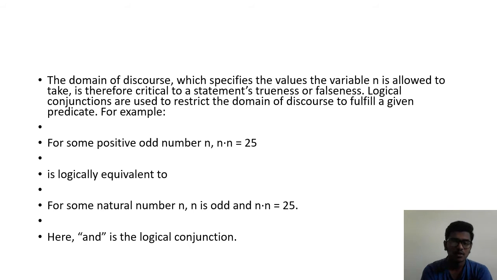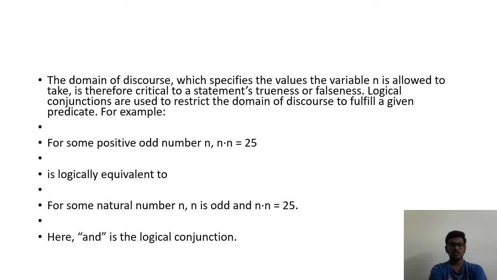The domain of discourse, which specifies the values the variable n is allowed to take, is therefore critical to a statement's truth or falsity. Logical conjunctions are used to restrict the domain of discourse to fulfill a given predicate. For example, for some positive odd number n, n into n equal to 25 is logically equivalent to for some natural number n, n is odd and n into n equal to 25. Here and is a logical conjunction.